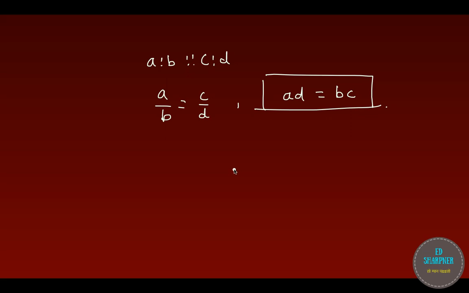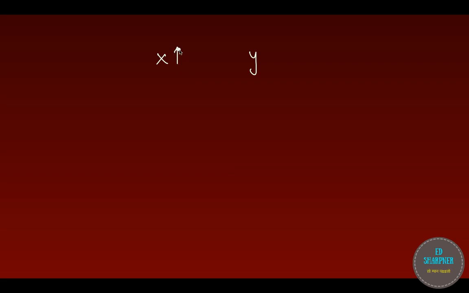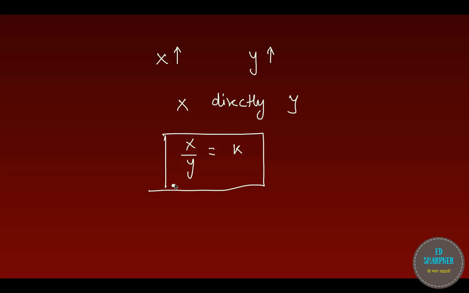What is variation? Variation discusses about how things vary in terms of each other. Let's say X increases when Y increases, and in that case we say X is directly proportional to Y, and you can write X divided by Y as some constant K. So whenever you say X is directly proportional to Y, you can write X over Y equals some constant K.